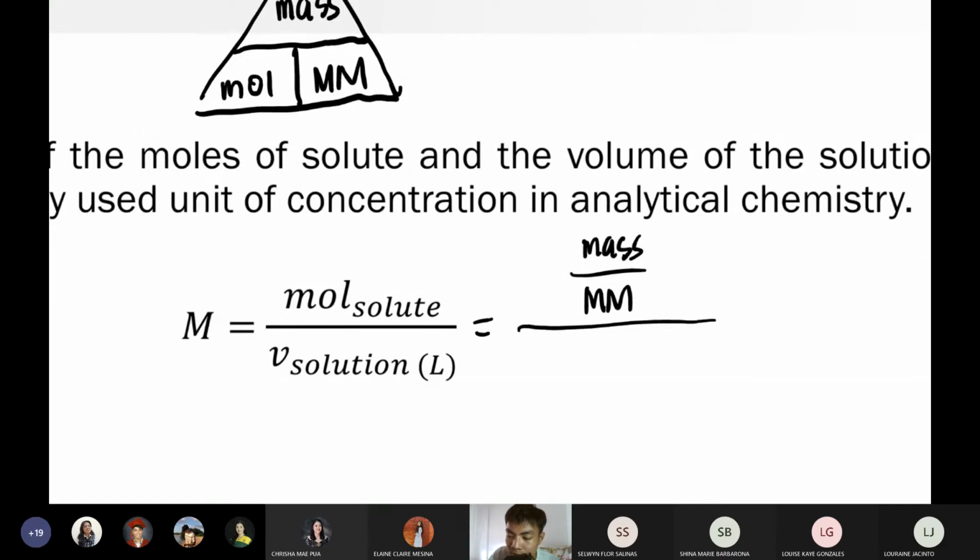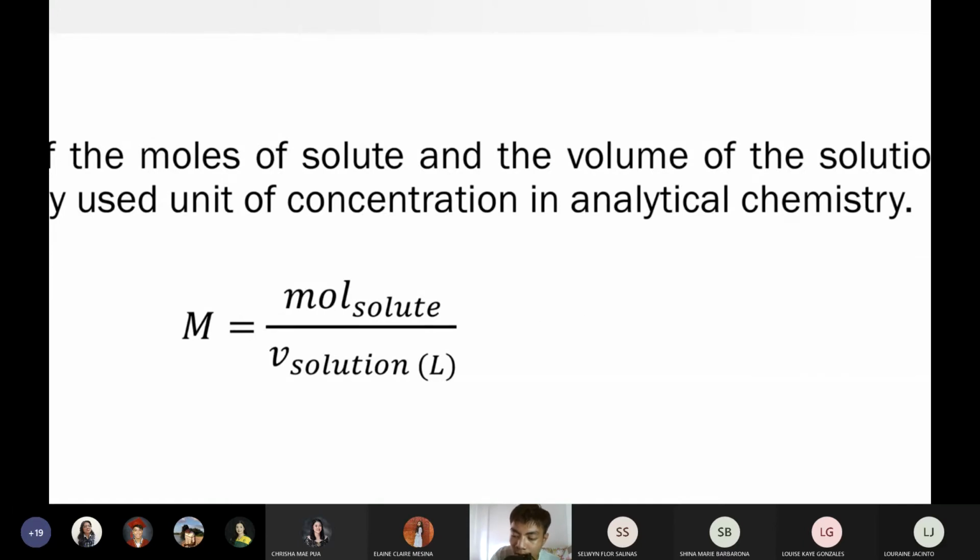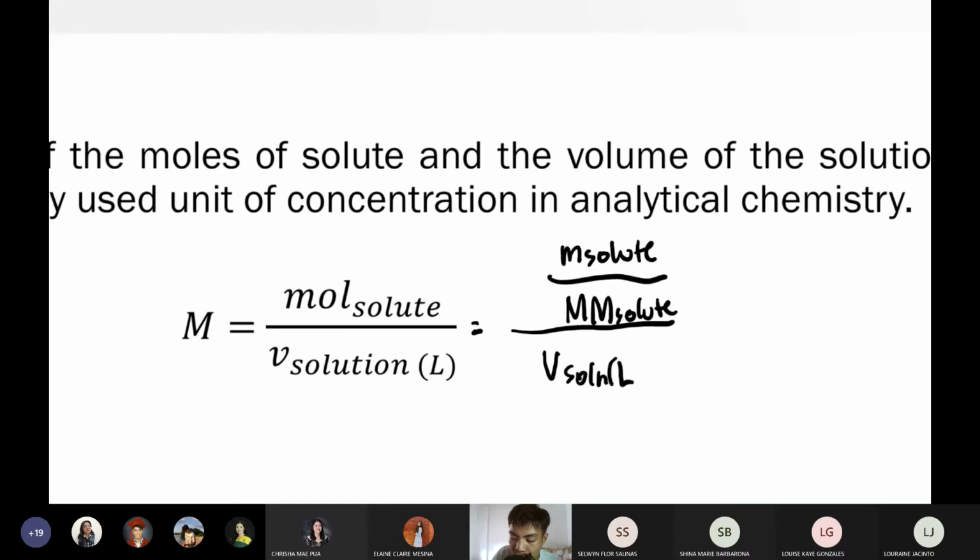No? Okay? Klaro ko lang. So we can rewrite that as mass solute, okay? We have to be specific, over molar mass ng solute, all divided by the volume of the solution in liters. By the way, kapag nakita niyo sinulat ko SOLN, solution yon. Nakakatamad kasi magsulat eh. Okay? So, ganun. Then ano pa?